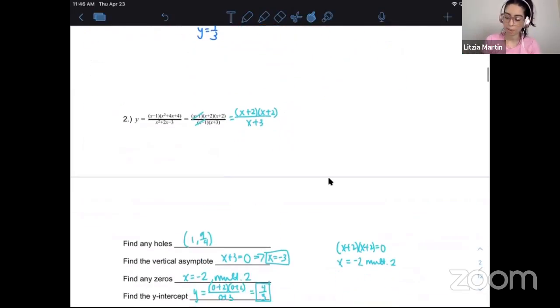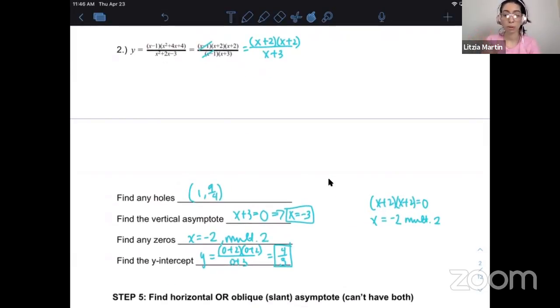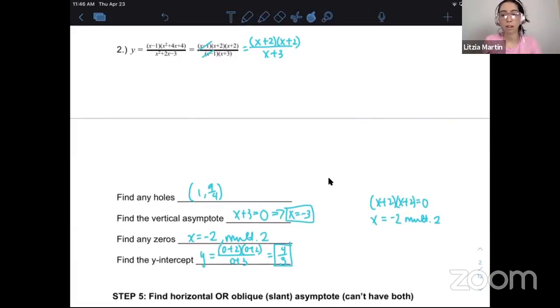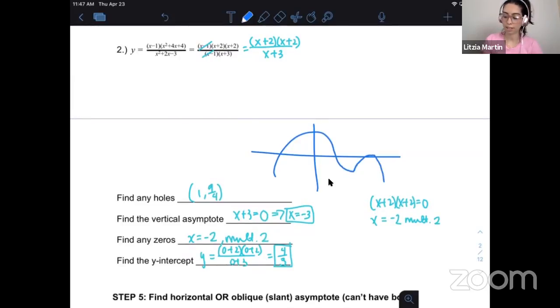The second example, we had two zeros. However, it was the same value, right? So we have to use multiplicity, just like when we had polynomials. When you solve the zeros of a polynomial, you can have a multiplicity, and that just means that rather than going through the x-axis, it's going to bounce off of the x-axis.